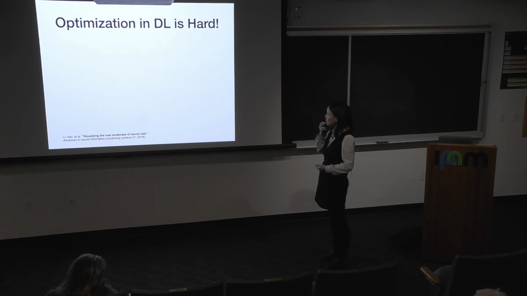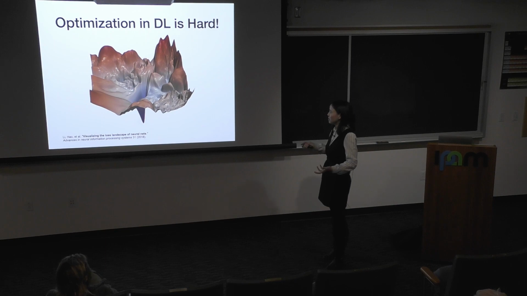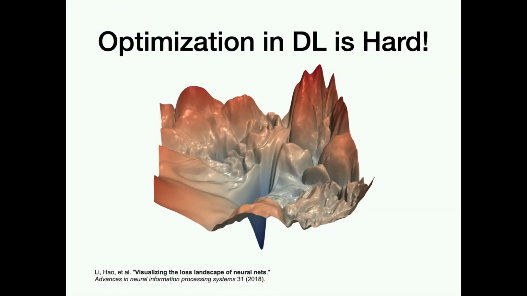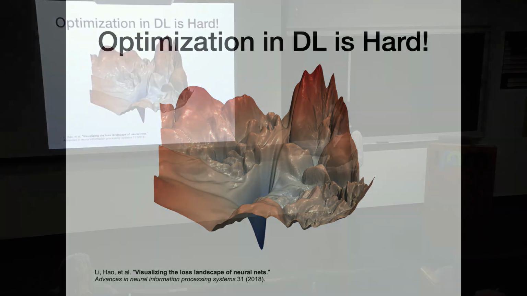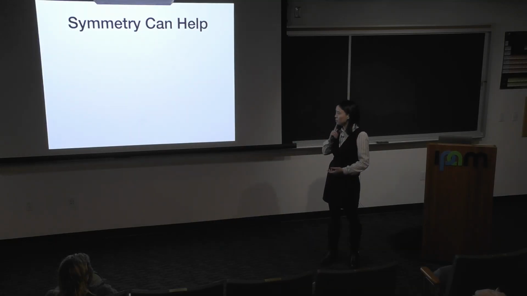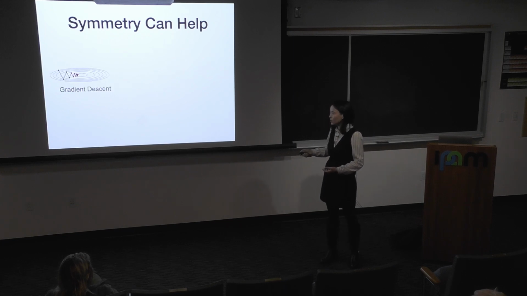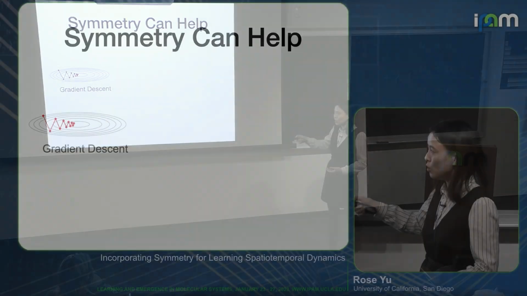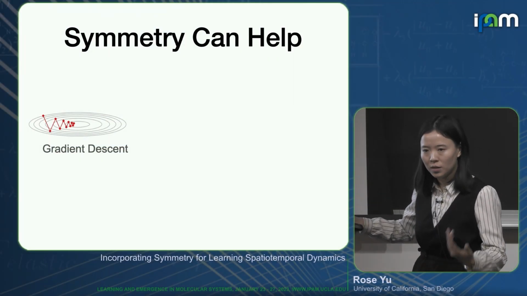The motivation, as everybody knows now, is that deep networks are extremely hard to optimize. This is a 2D projection of the landscape of a deep network, which is a very complicated, highly non-convex problem. So the question is, can symmetry help in this case? We are thinking about what typical optimizers look like. They usually make local updates in the landscape of optimization.